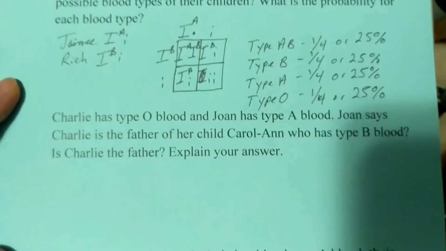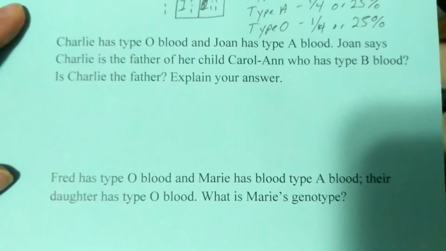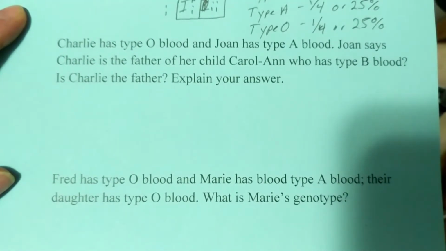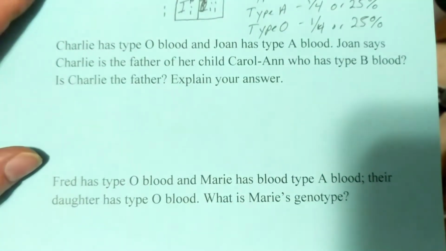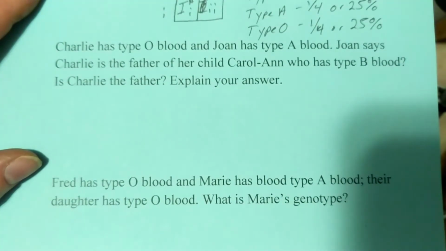Okay. Now we're going to go here. Charlie has type O blood, and Joan has type A blood. Joan says Charlie is the father of her child, Carol Ann, who has type B blood. Is Charlie the father? Explain your answer. Well, this one we don't even have to do a Punnett square for.